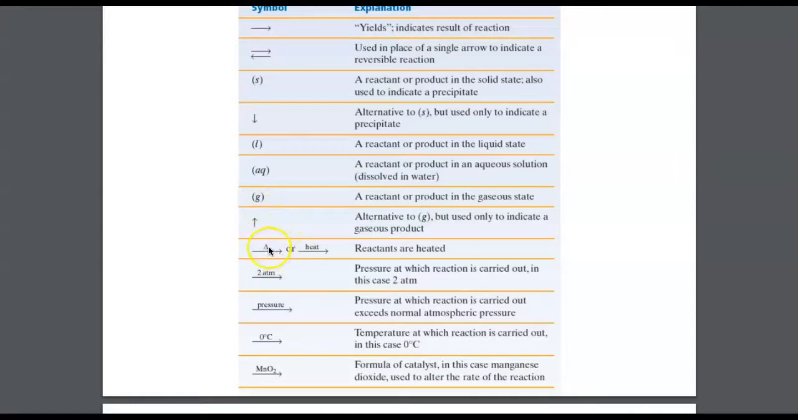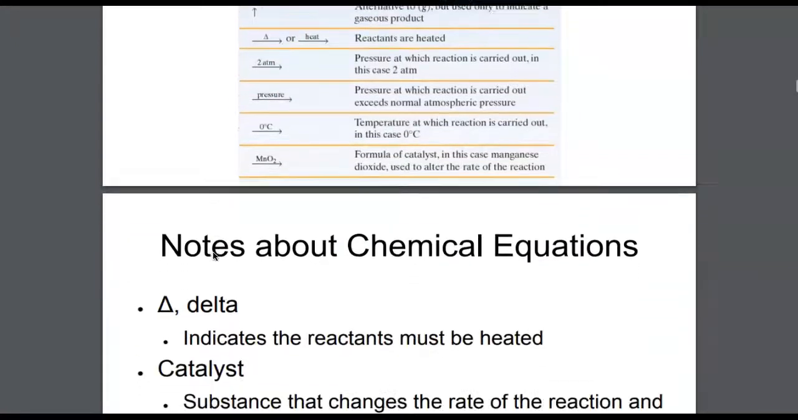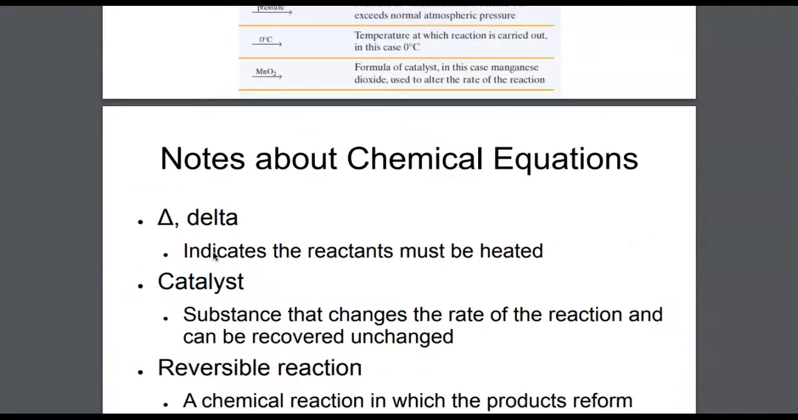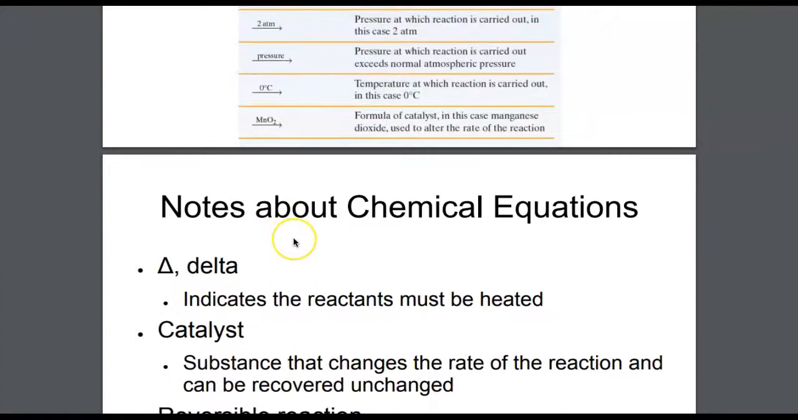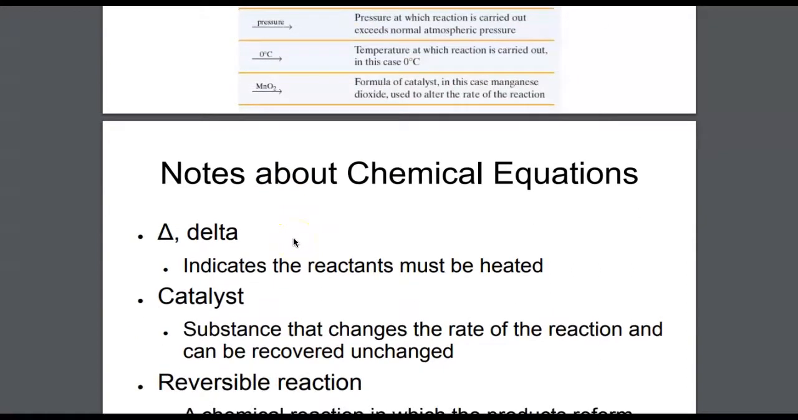And then the other one I want to point out is this little triangle here. It's the Greek letter delta. Delta indicates that the reactants need to be heated, that energy needs to be put into the system in order for the reaction to occur. You can also see that we have a chemical formula above the reaction arrow. That's known as a catalyst. So the catalyst is going to lower the overall activation energy so that the reaction will occur or occur faster. So it changes the rate of the reaction, and this substance is fully recovered after the reaction is complete. So it doesn't combine with any of the reactants to form a new product.